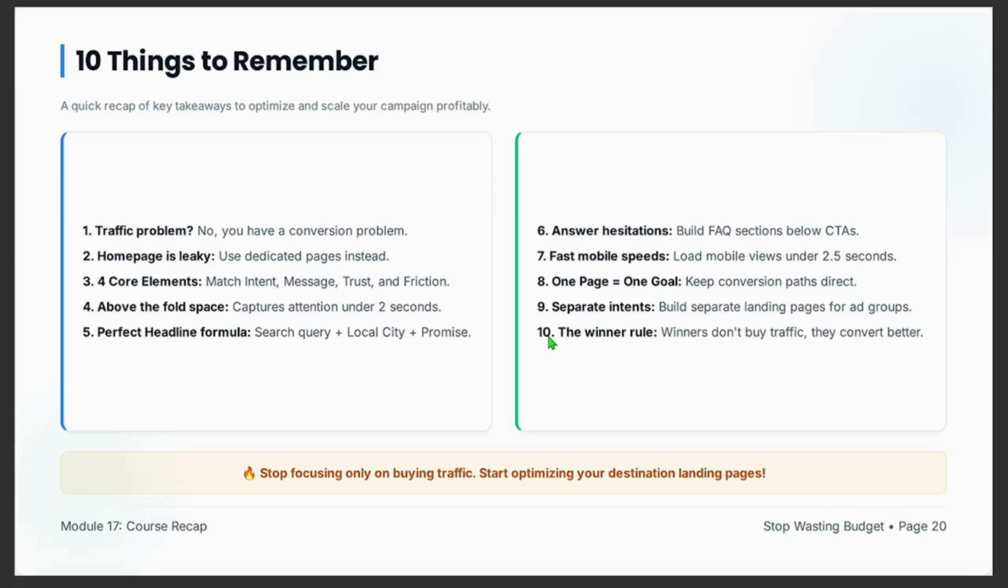So thank you so much for watching this video. Today we learned why dedicated landing pages are so important for scaling your Google Ads. We covered the problem, the solution, the structure, the mistakes to avoid, and the formula for success.